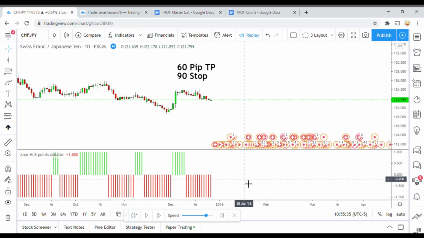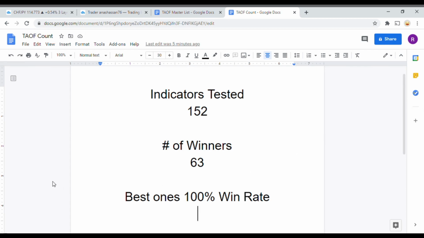Alright, as I said, today we will be testing the Annis high-low breakpoints oscillator. But before we do, I wanted to put the indicator scoreboard up for everyone to see. So to date, we have tested 152 indicators, and out of those 152 indicators, 63 of them have been winners, which means that they have met or exceeded the 60% win-loss ratio threshold that we have set for them. The best ones so far were able to achieve a 100% win rate.